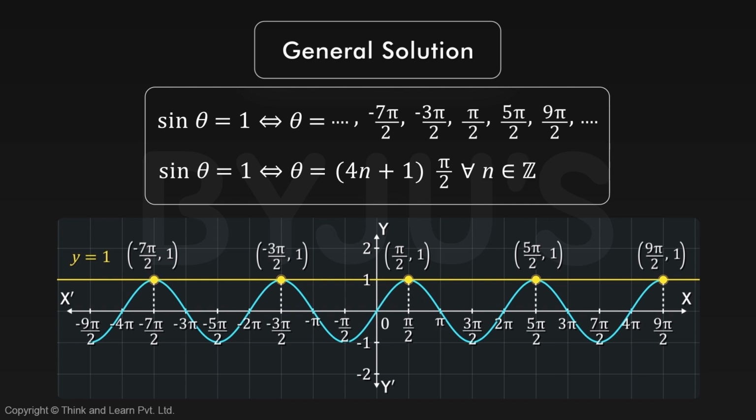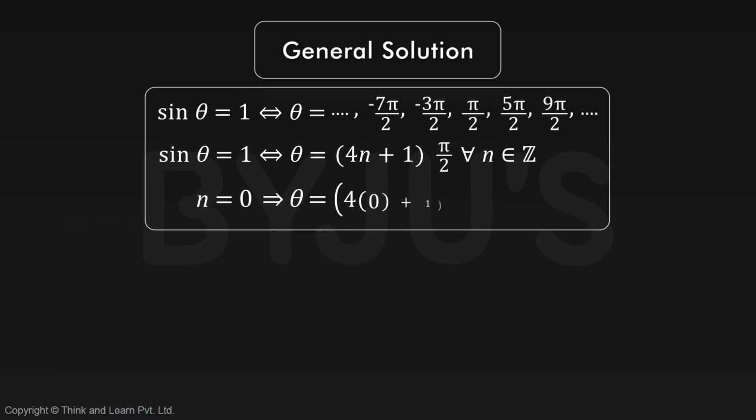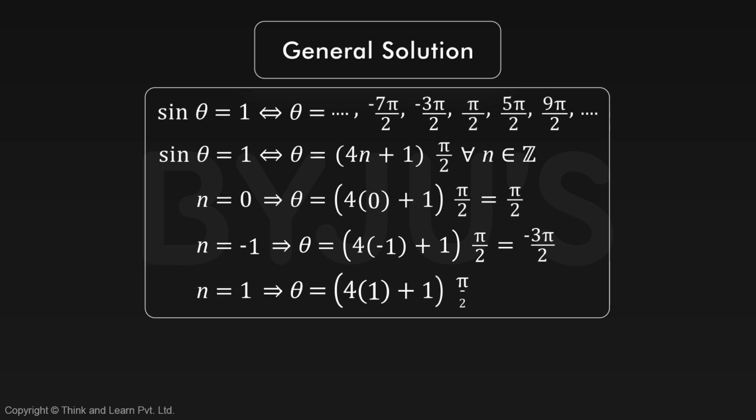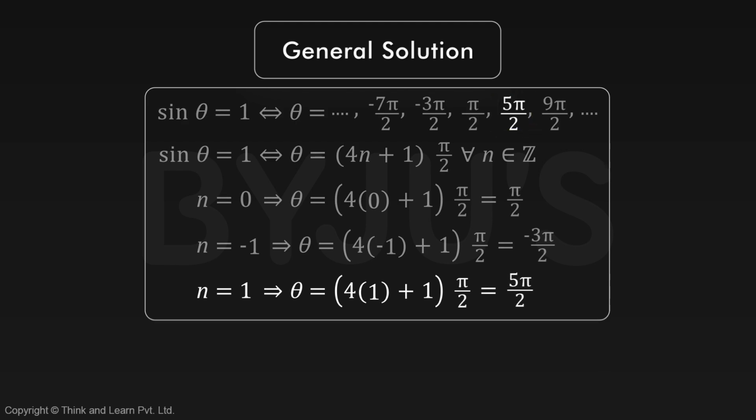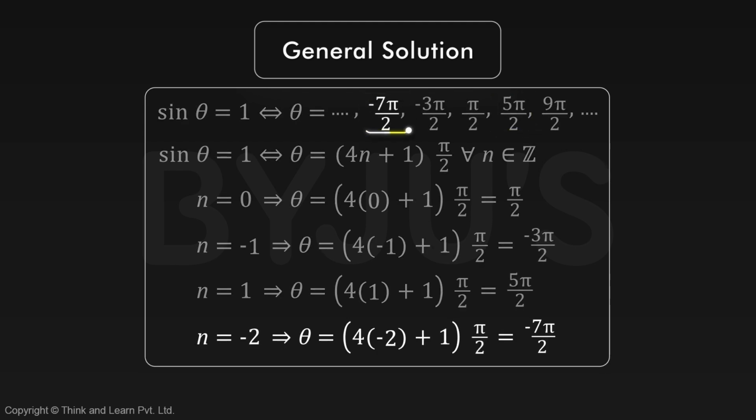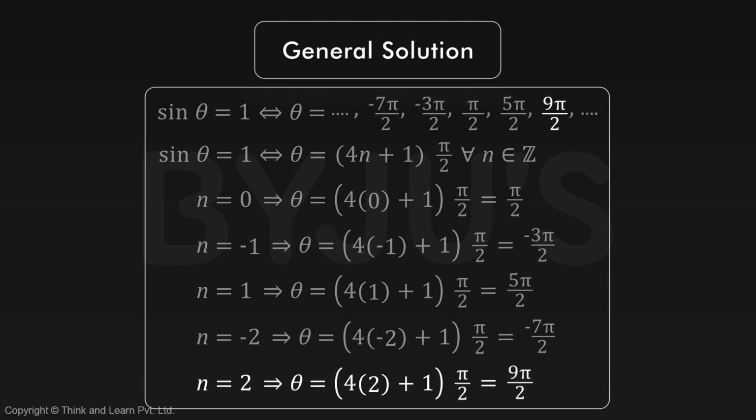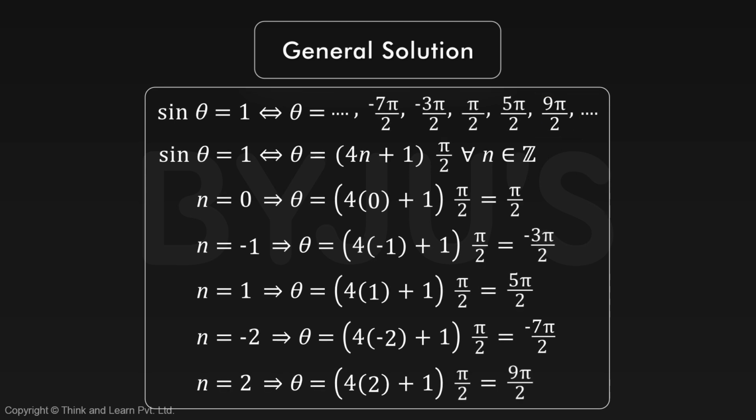You don't believe me? Let's check. Plug in n equals 0. What will you get? Pi by 2. Next, plug in n equals minus 1. What will you get? Minus 3 pi by 2. For n equals 1, we will get 5 pi by 2. Similarly, you keep on plugging in different integral values of n in this expression, and you will keep on generating the rest of the angles.